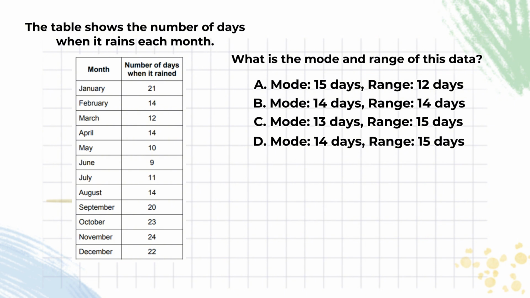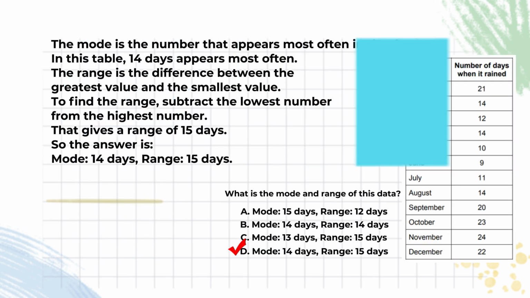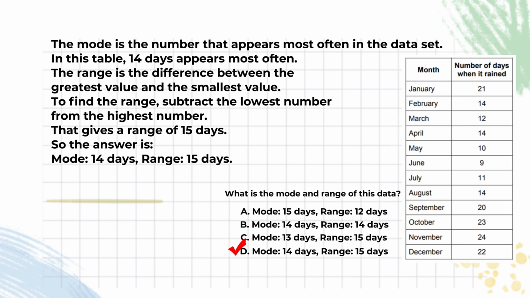Now let's try a statistics question. The table shows the number of rainy days in different months. The question asks for the mode and the range. Pause here and choose the best answer. The correct answer is D. The mode is the number that appears most often in the data set. In this table, 14 days appears most often. The range is the difference between the greatest value and the smallest value. To find the range, subtract the lowest number from the highest number. That gives a range of 15 days. This question checks whether students understand basic statistics vocabulary and can apply it to a table.